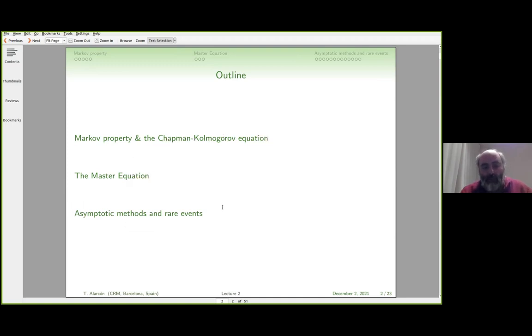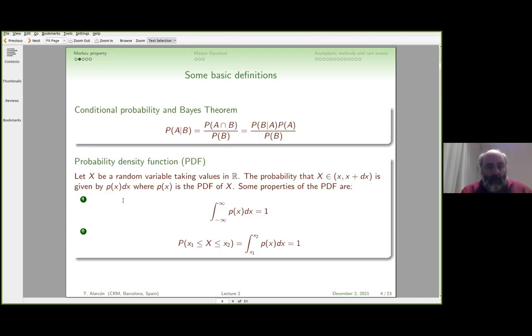And then we will move to a subject that I like very much, and I hope that those of you who haven't done any physics will perhaps find it a bit strange, but I will try to explain it so that everybody can understand. Okay, so we will start by defining what this Markov property thing is.